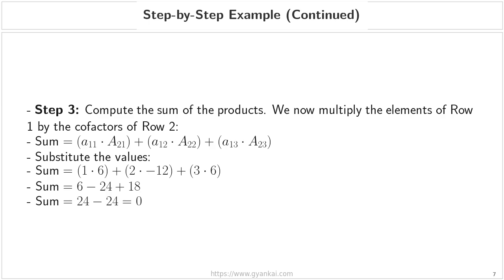If you add 6 and 18, you get 24. So, we are left with 24 minus 24, which equals 0. As you can see, the result is exactly 0, which perfectly confirms the property of non-corresponding cofactors we've been discussing. In the next slide, I will highlight some common pitfalls to avoid when performing these types of calculations.